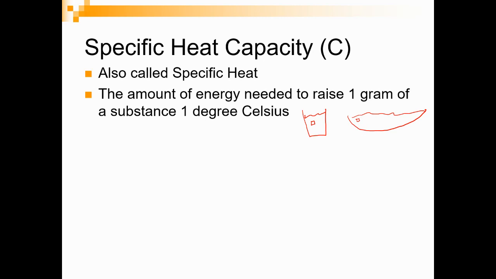And so specific heat is a little more useful because you can scale it up. In other words, if we know how much energy it takes to raise 1 gram of a substance 1 degree Celsius, if we know how many grams we have, we know how much total heat it would take to raise the temperature of the whole sample. So specific heat capacity, or specific heat, is usually a little more useful because we can scale it to whatever size sample we have.